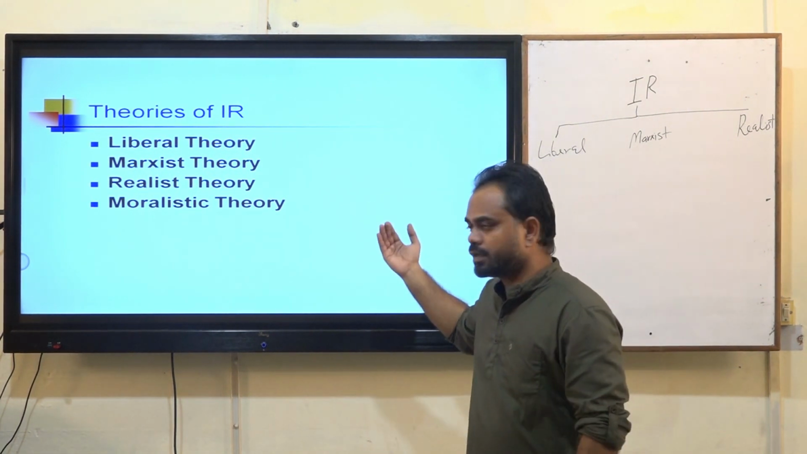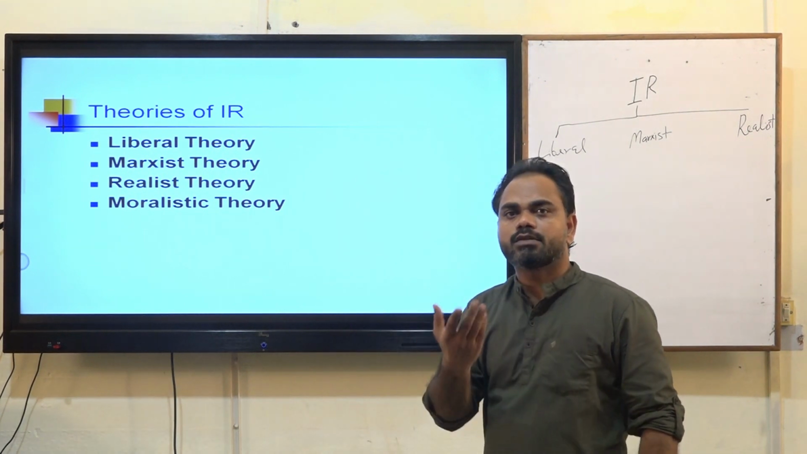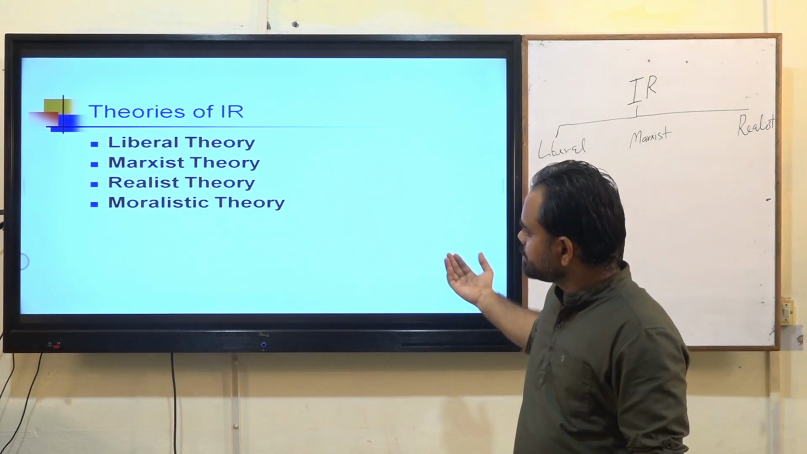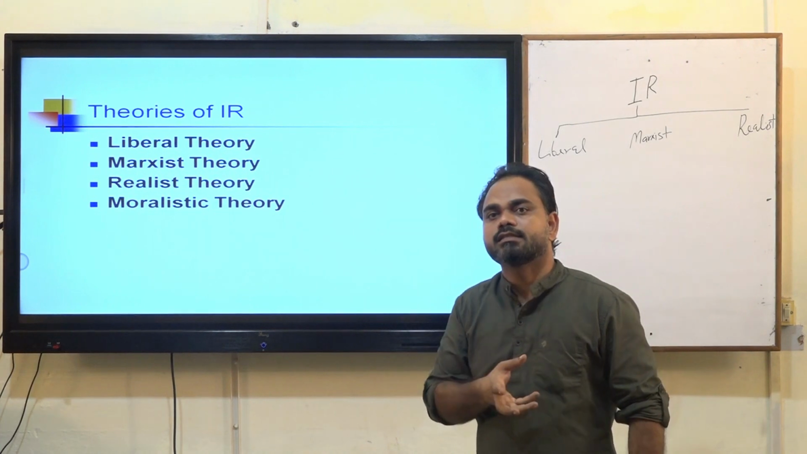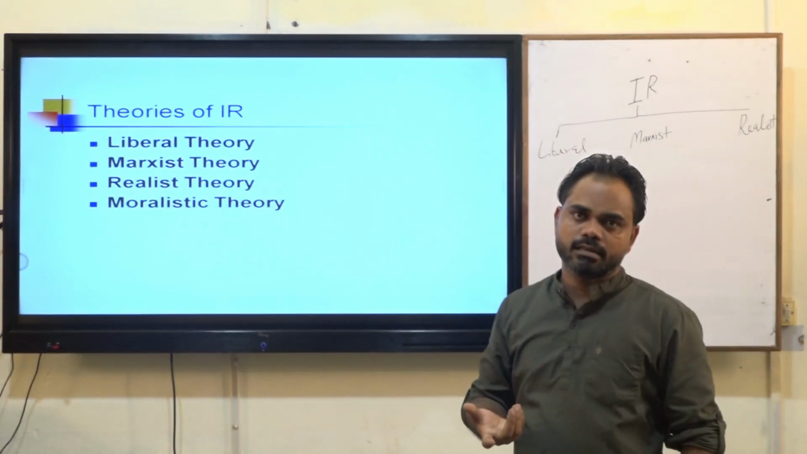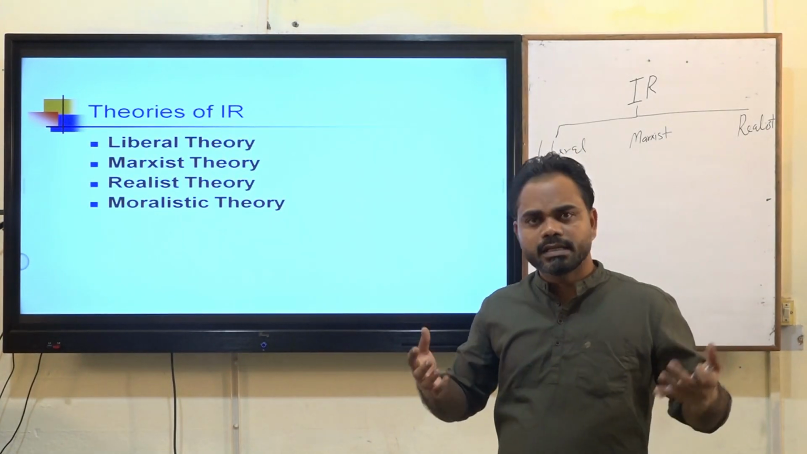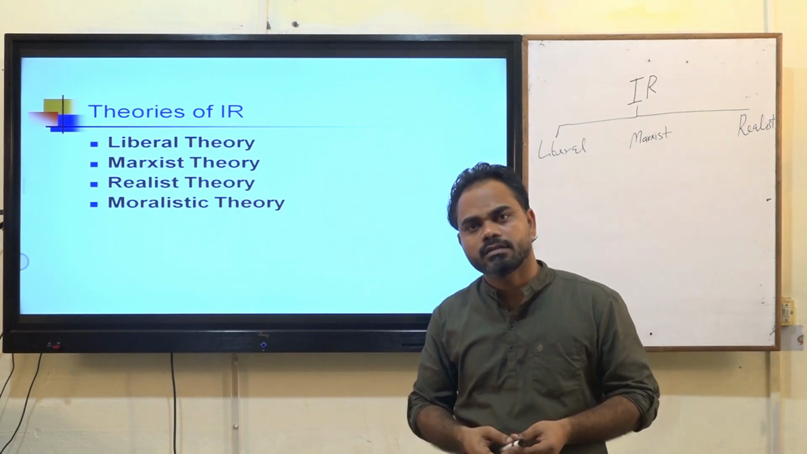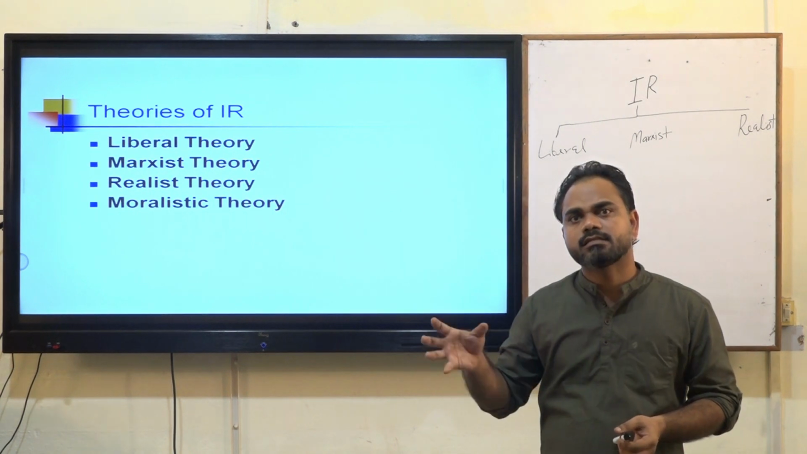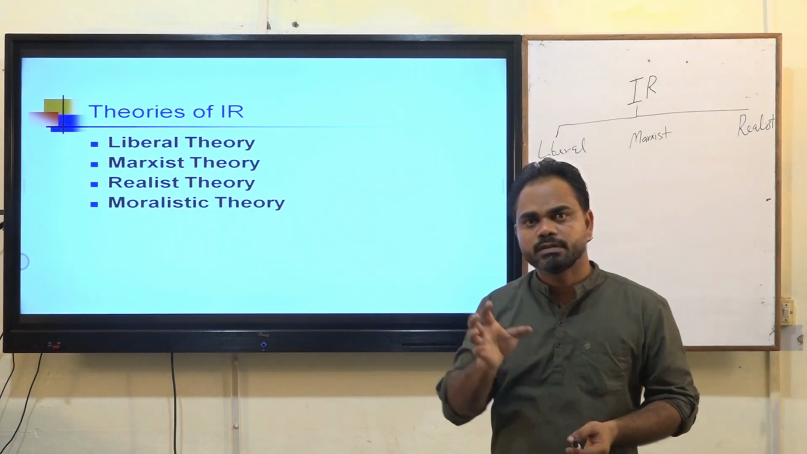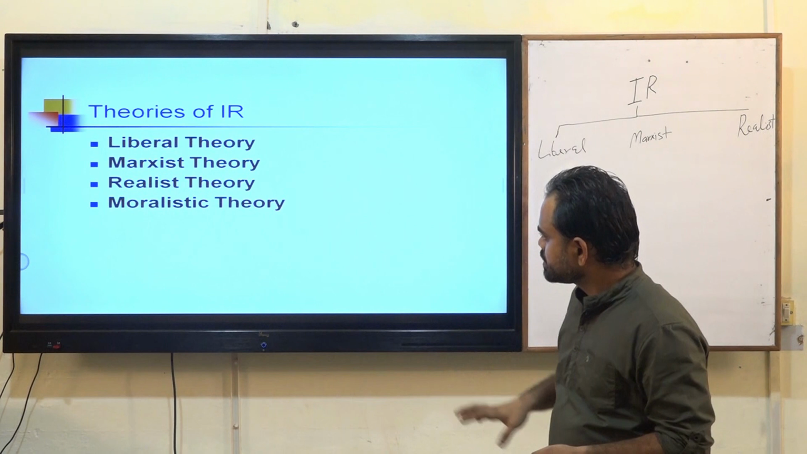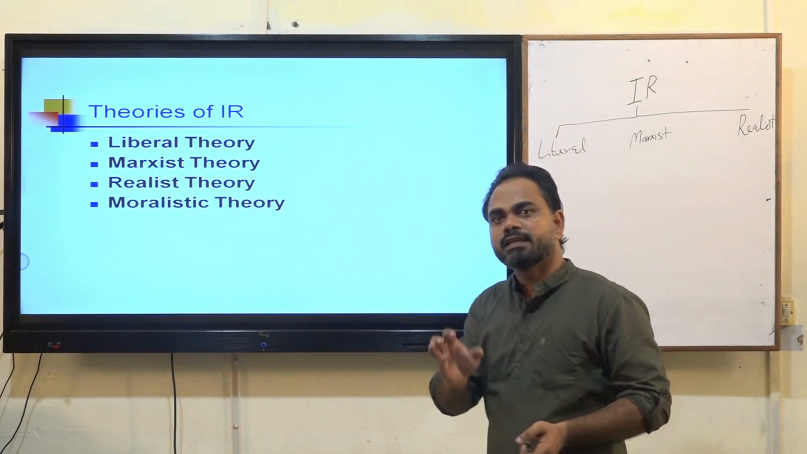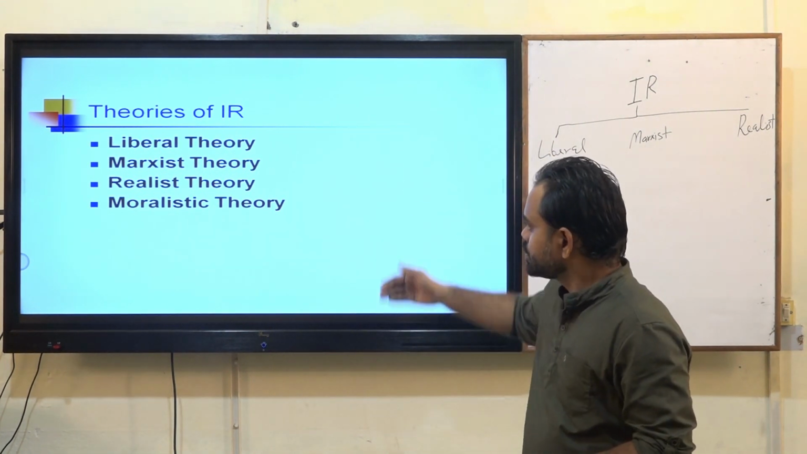And moralistic theory is also an idealistic theory. As per this theory, all nations want to live in peace, but if due to some reason any war breaks out in the world, all nations want to resolve that problem peacefully. So this is the moralistic theory. After that, I will explain some features of these theories one by one.